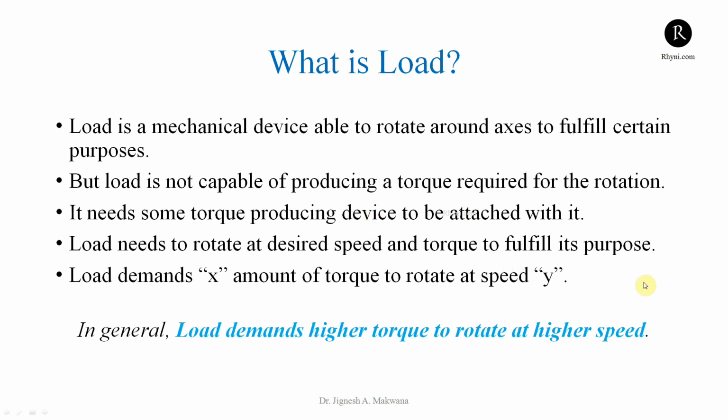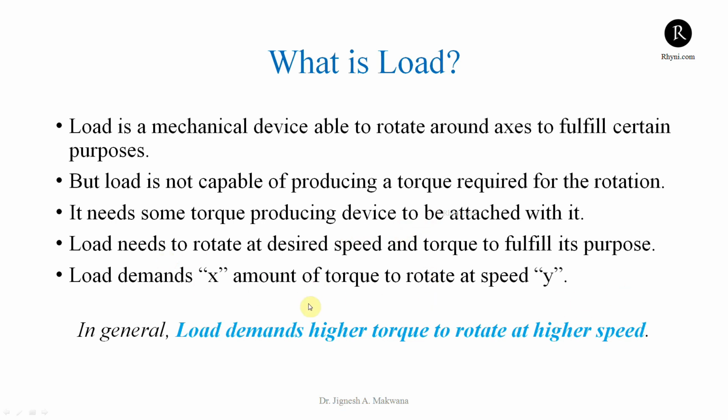So loads need to rotate at desired speed and torque to fulfill its purpose. That means if load demands X amount of torque to rotate at speed Y. So we can understand like this: the load is the mechanical device. When we need to rotate the load at certain speed Y, we require the fixed or minimum torque, which is amount X. So this amount of torque is required to achieve this speed for particular load. This is how load, speed and torque characteristic can be defined.